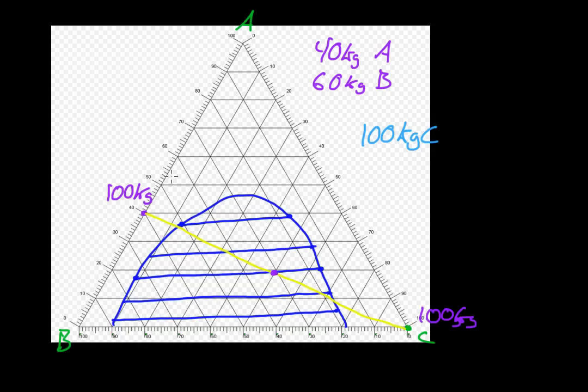So then our new system is in the two-phase region. That means it has just two phases. It has a phase that is right there, whose composition is marked right there, and a phase that is marked right there.